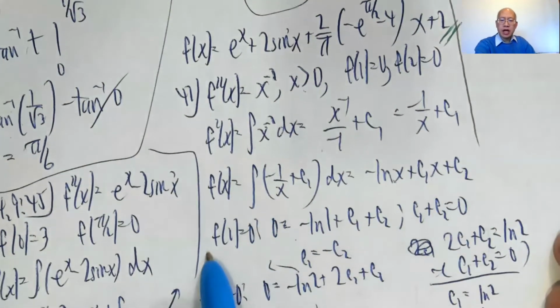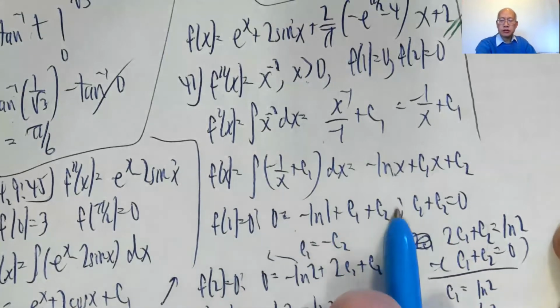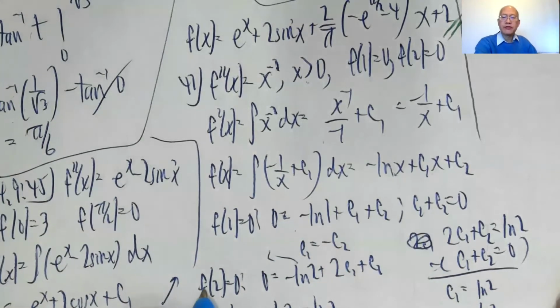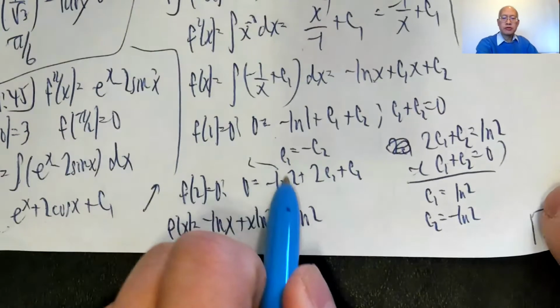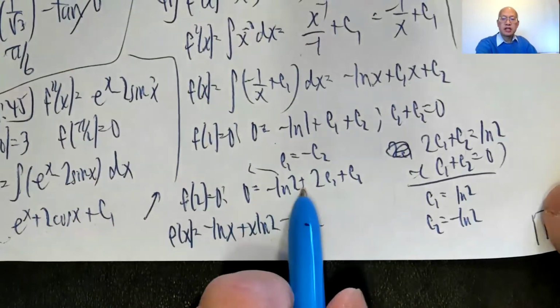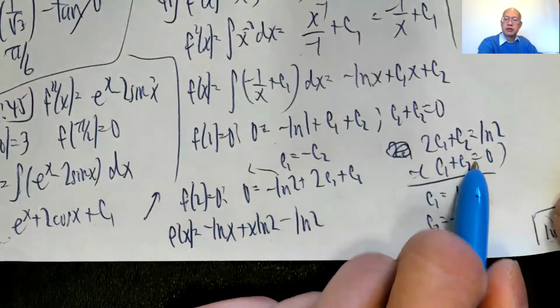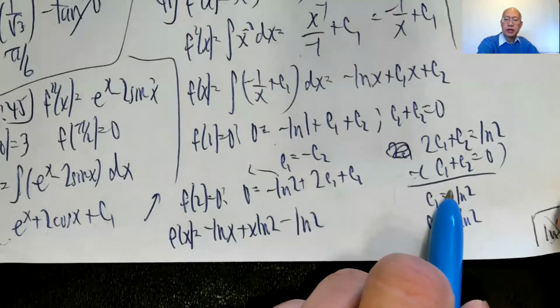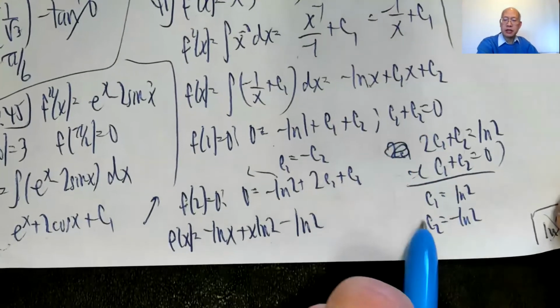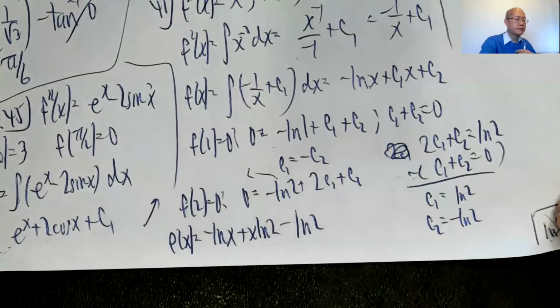Now I plug in f of 1 is 0, put a 1 there, and the answer is 0. ln 1 is 0, so c1 plus c2 is equal to 0. f of 2 is also 0, so plug in 2, I get negative ln 2 plus 2c1 plus c2. Move this one over, and it gives me 2c1 plus c2 equals ln 2. And I have c1 plus c2 equals 0. Take the opposite of this and add them up, which basically means subtract. So c1 is ln 2. Since c1 and c2 are opposites, that means c2 is negative ln 2. So f of x is negative ln x plus x ln 2 minus ln 2.